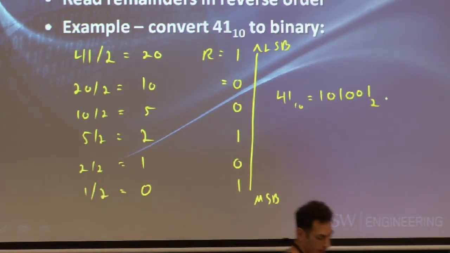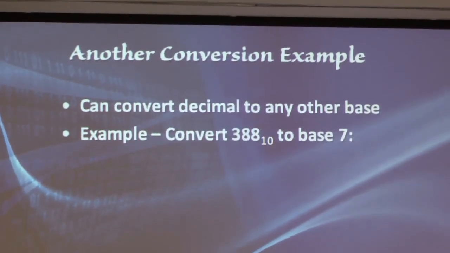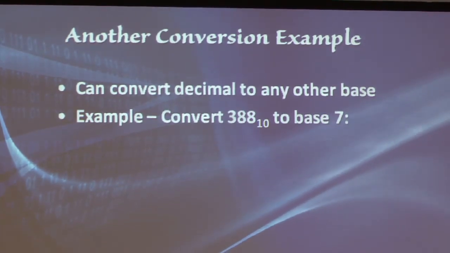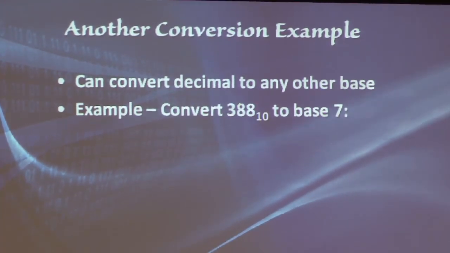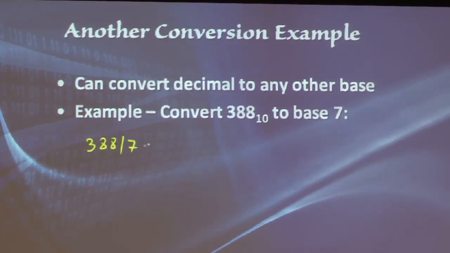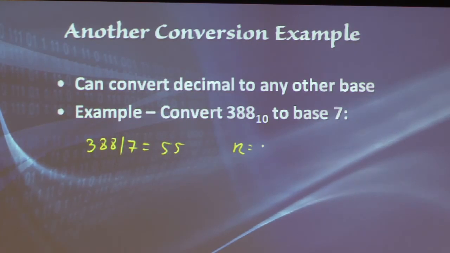But if I gave you a number, say, in base 7, or I ask you to convert a number to base 7, sorry, we'll do the very same thing, but keep dividing it by 7. So let's take another number, 388, divided by 7, and this is where I'm going to need your help. 55, and then remainder 3. Yeah, 3. Okay.